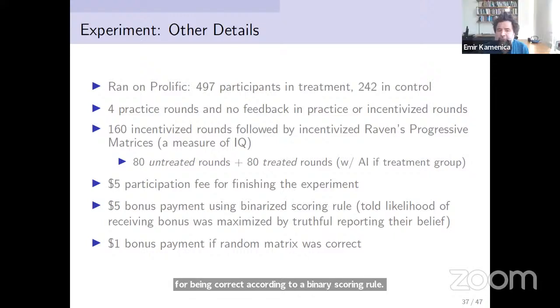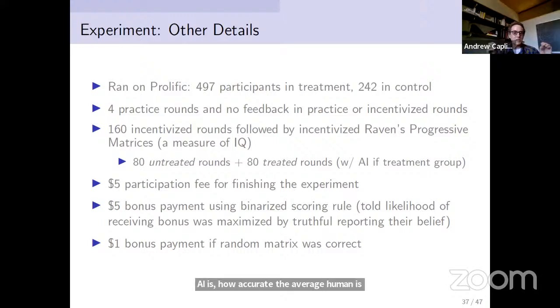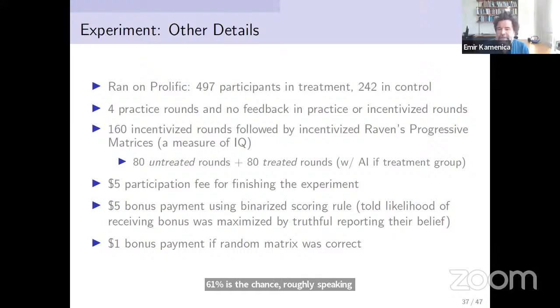Can you explain a bit of the design? Why did you not tell the subjects how accurate the AI is, how accurate the average human is? We told them it's calibrated. We tried to indicate it's calibrated. In other words, if it says 61%, 61% is the chance, roughly speaking. But calibrated doesn't tell me anything about whether it's more accurate than the average human and by how much.